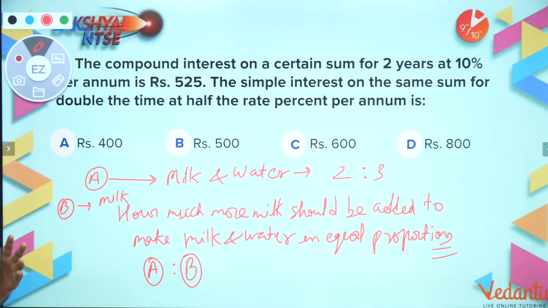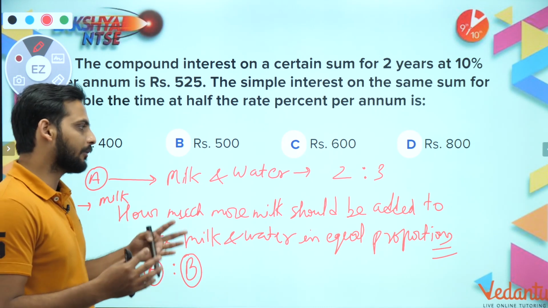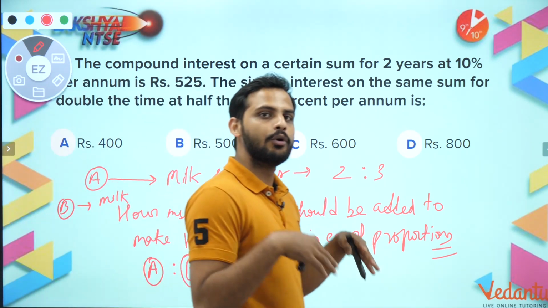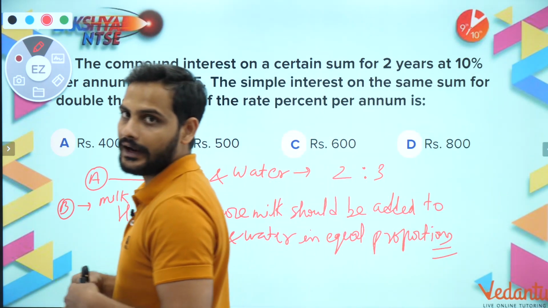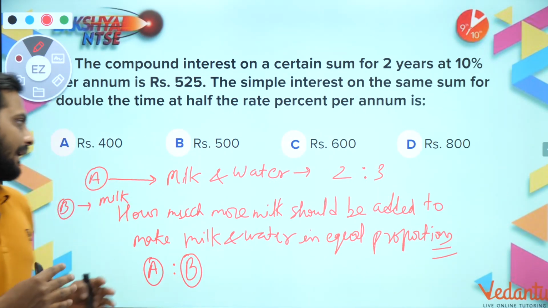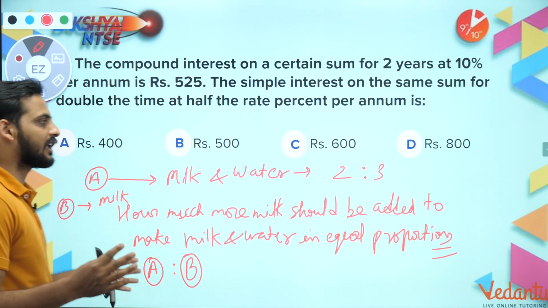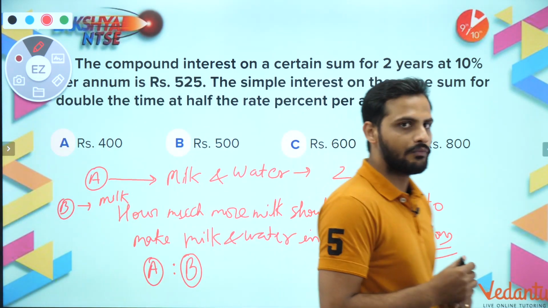Milk and water in mixture A is 2:3. Mixture B is pure milk. In what proportions should both be mixed? In what ratio should A and B be mixed so that in the final product you are getting milk and water in equal proportions? Okay, so this is your homework question, bachcho.